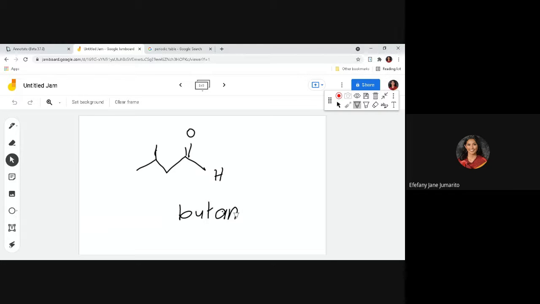And then just like our alcohol, we omit letter E, and then we add, this is aldehyde, so we have al. Alcohol is all, aldehyde is al, so butanal. And then what about our substituent? Our substituent.